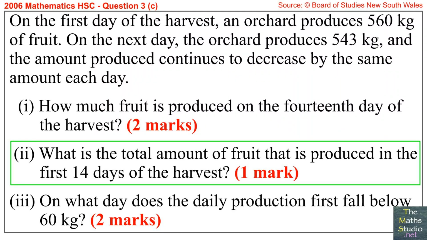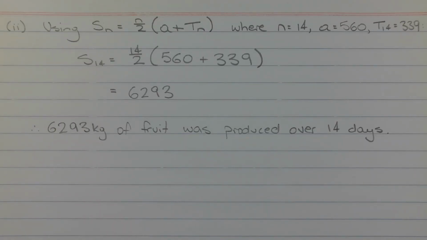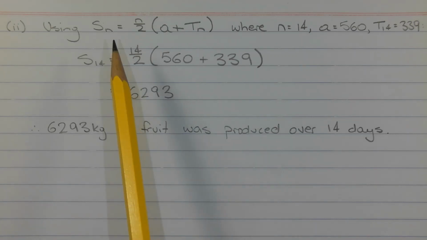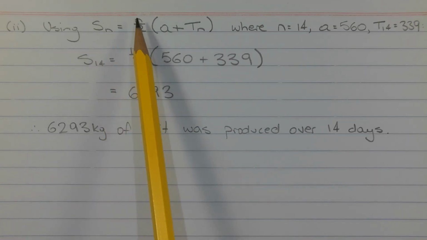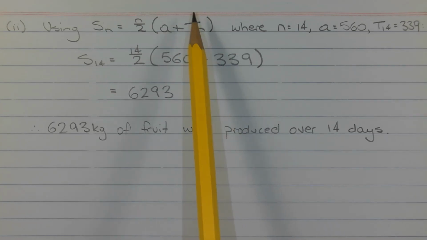Part 2. What is the total amount of fruit that is produced in the first 14 days of the harvest? To find the sum to n terms of an arithmetic series where the nth term or Tn is known, we can use the sum formula Sn equals n over 2 times A plus Tn in brackets.